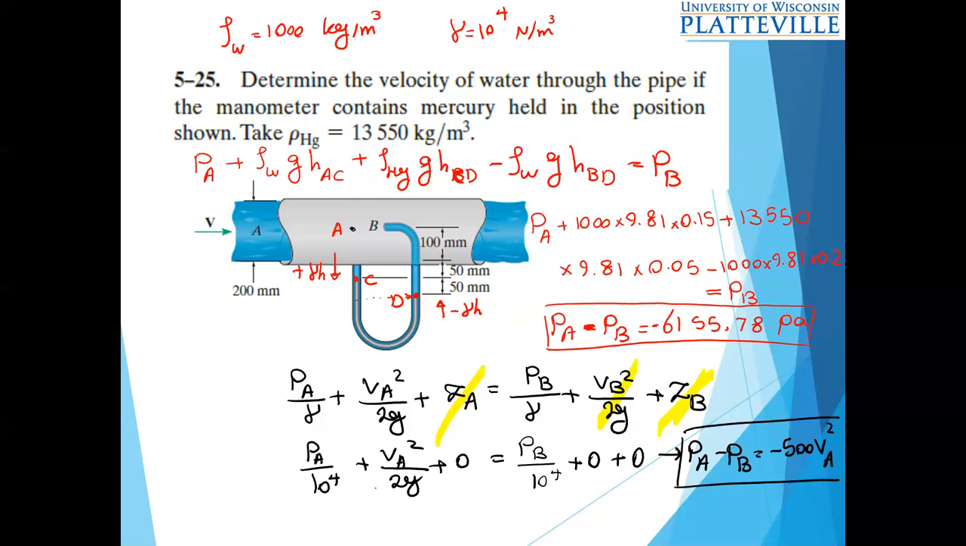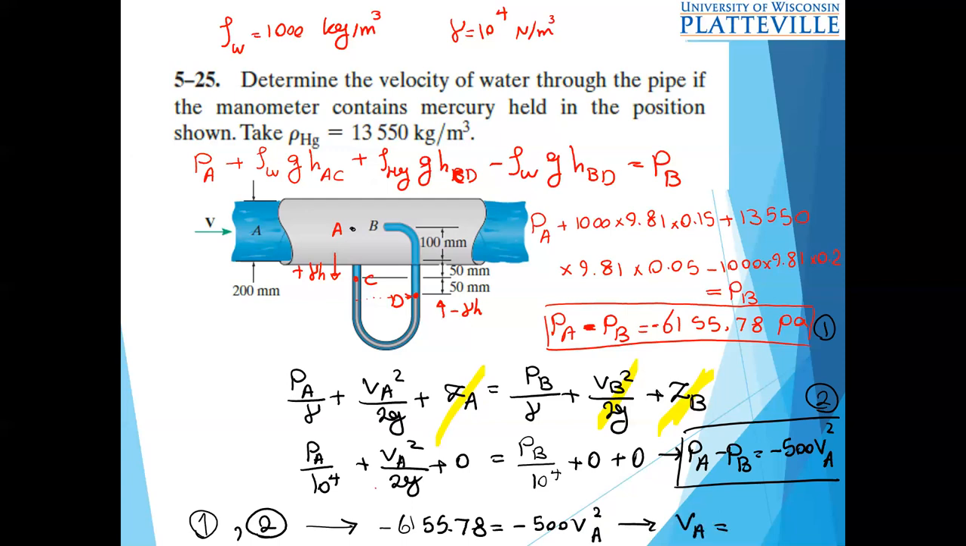All right, now from equation 1 and equation 2, you can find the velocity, right? So negative 61,555.78 equals negative 500 VA squared. From here, you can find the velocity at A, which is 3.51 meter per second. All right, we solved for velocity at A.